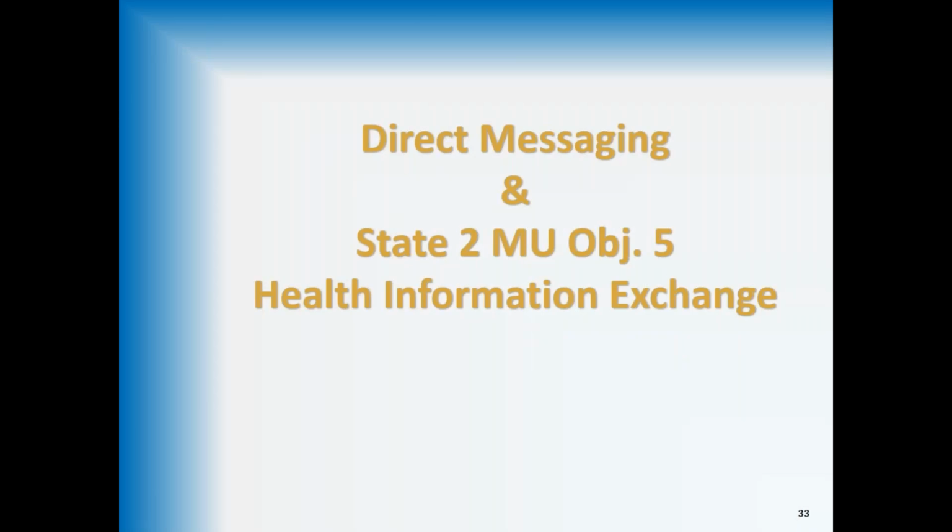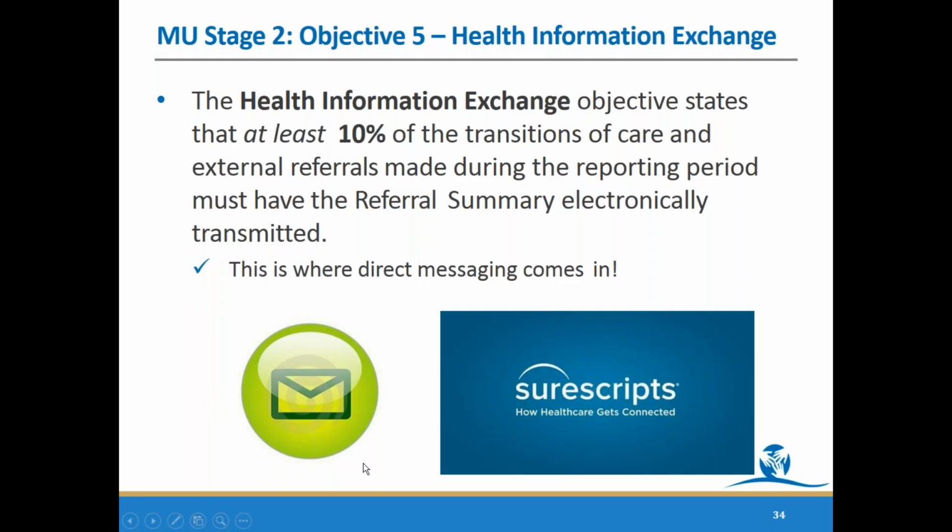So those are two functionalities of how exactly to work with direct messaging. Now we're going to go a little bit into what this has to do with meaningful use. As we know, for meaningful use, stage two, objective five has to do with health information exchange. And this measure is asking you for 10% of all the transitions of care that the provider does during the reporting period to send them electronically. And the way that we're sending this information electronically is by utilizing direct messaging.